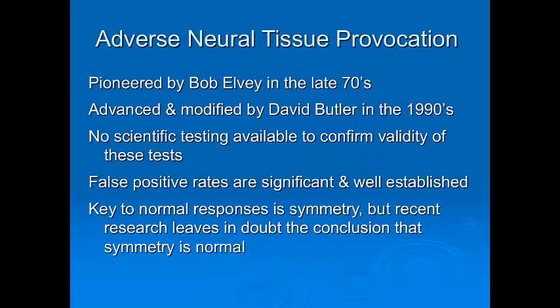Neural tension or neural tissue provocation was pioneered by Bob Elvey and later adapted and modified by David Butler. There's a variety of controversy on the validity of these tests. There are false positive rates in normal populations. Initially, we were told the key is symmetry. However, more recent research leaves some doubt in whether symmetry is always present in the normal.